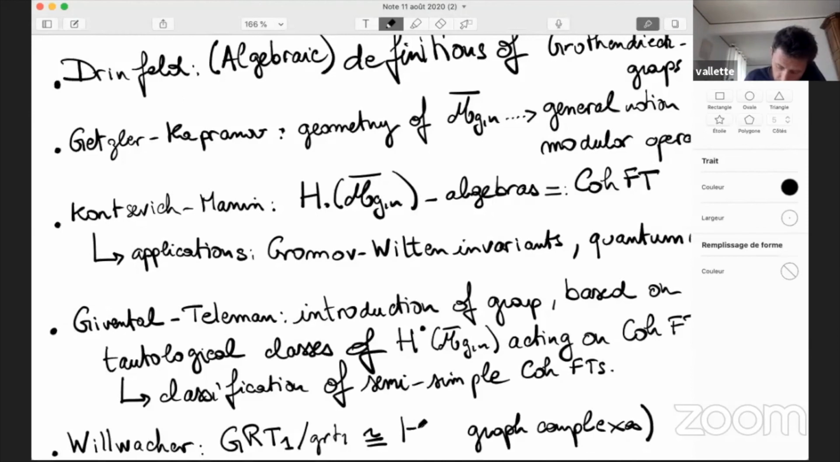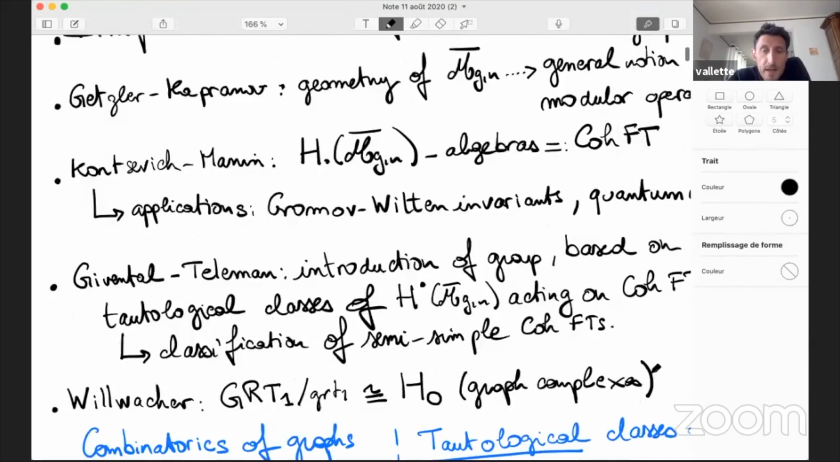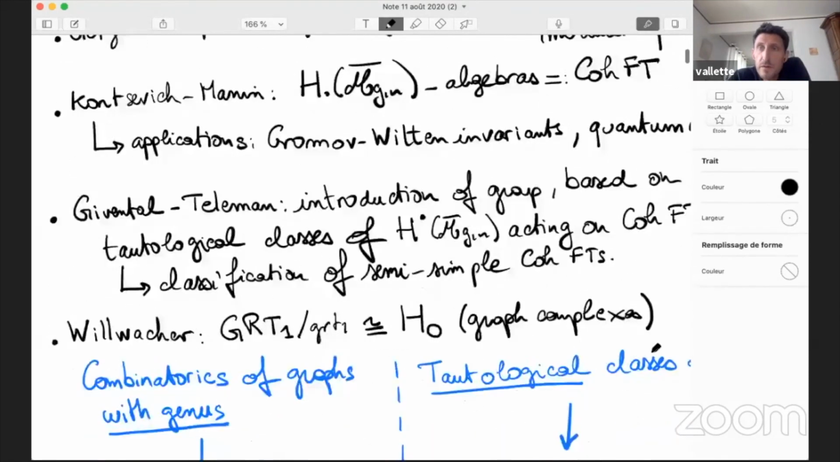Unfortunately, Thomas was not able to compute the full homology of this graph complex. He was able to show that H0 is equal to the Grothendieck-Teichmüller Lie algebra, or group if you integrate it. We'll come back to this point later on. So we're here today, more or less, and somehow there is a slight discrepancy.